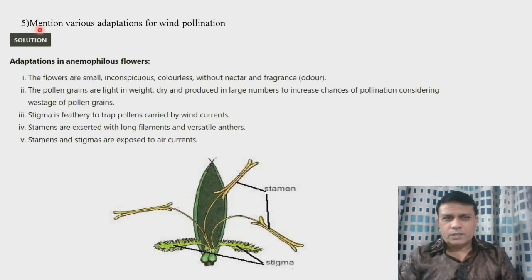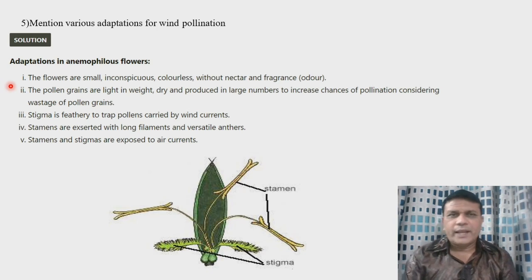Now the next question is, mention various type of adaptations for wind pollination. Now in the answer, you will have to write any 4 points or any 4 adaptations, and each adaptation will carry half mark each. So, in all, 4 adaptations should be written. Now, the diagram is not necessary in this answer. So, this diagram I have given here just for your understanding. So, there is no need to draw this diagram in this answer.